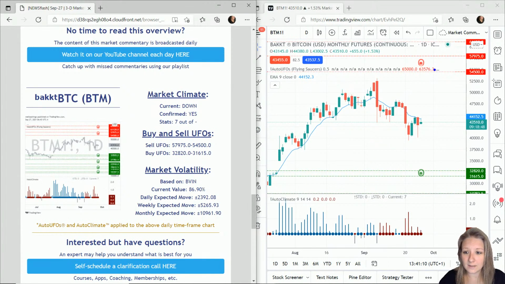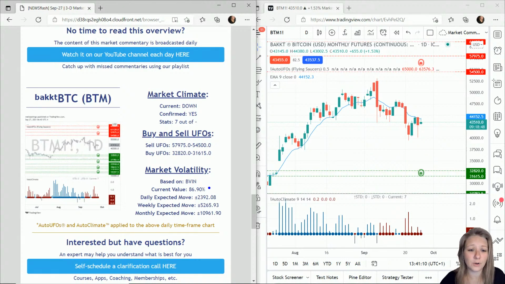Now, we have sellers up here at 57,975 to 54,500. Buy orders all the way down here at 32,820 to 31,615. And we're kind of in the middle here at 43,510. So we're kind of almost exactly in between these stacks of buy and sell orders. So not close enough to either one of them to push price by quite a way. And we've got a confirmed downwards climate. So overall, probability slightly to the downside here with Bitcoin.